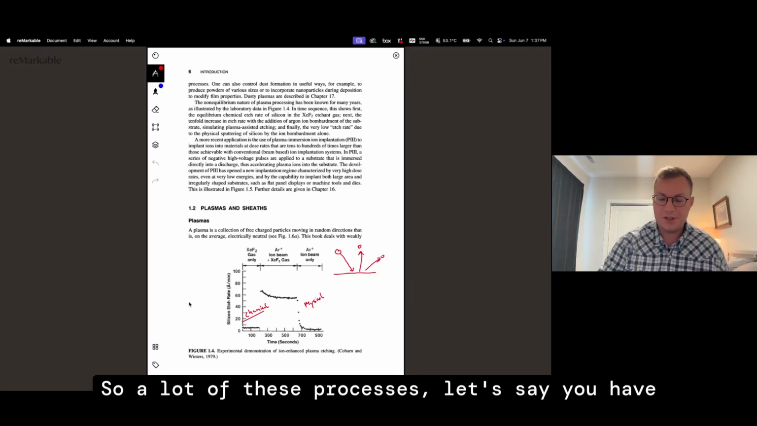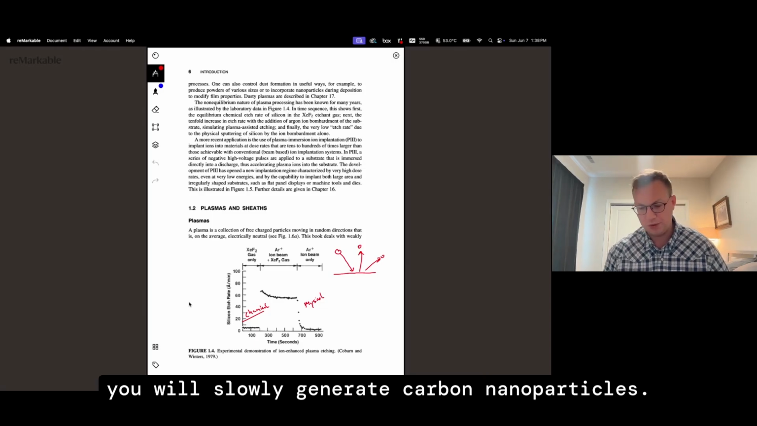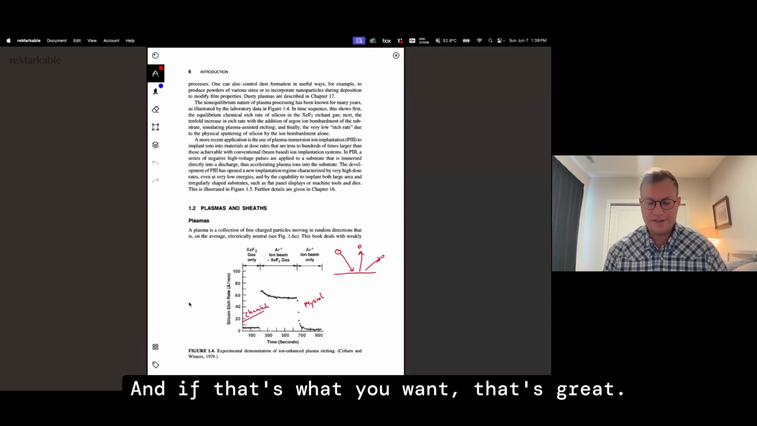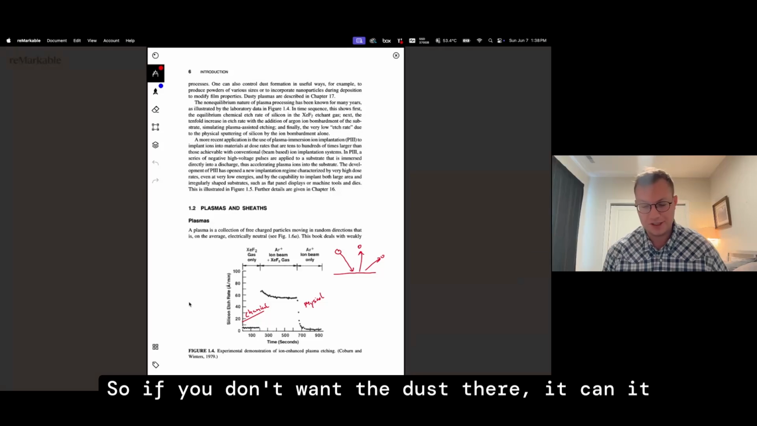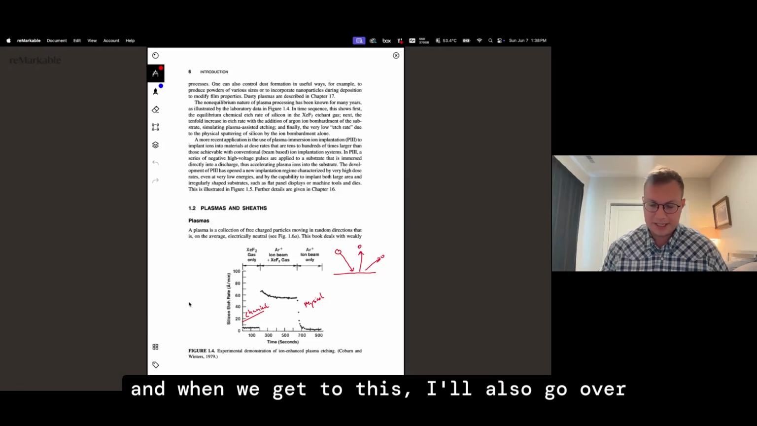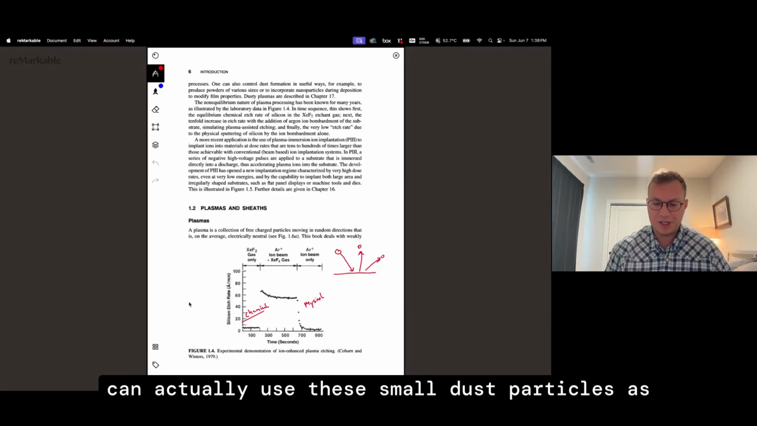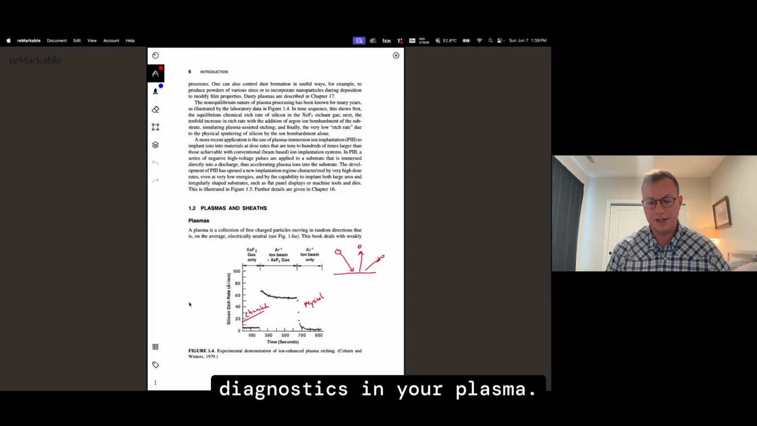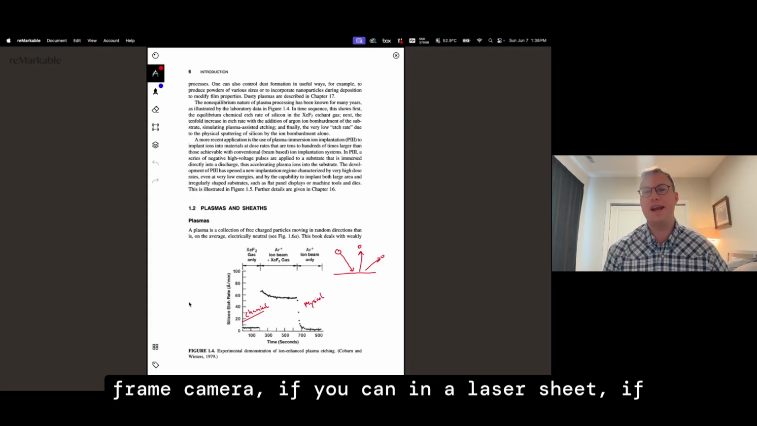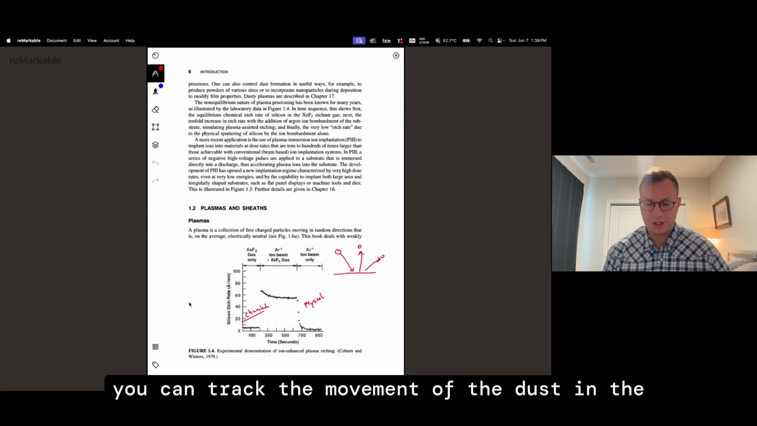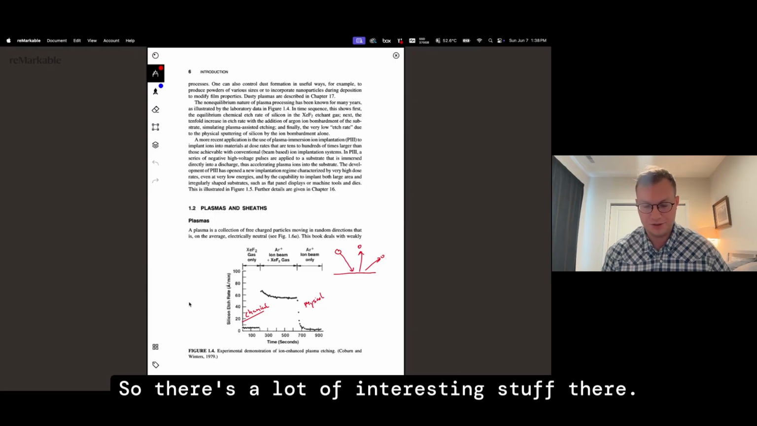So with a lot of these processes, let's say you have a methane plasma. If you run the methane plasma for long enough, you will slowly generate carbon nanoparticles. If that's what you want, that's great, but it can also damage deposition. So if you don't want the dust there, it can be a problem. When we get to this, I'll also go over how there's more and more research showing that you can use these small dust particles as diagnostics in your plasma. Using a fast-frame camera and a laser sheet, if you can track the movement of the dust in the plasma, you can get some properties of the plasma itself. So there's a lot of interesting stuff there.